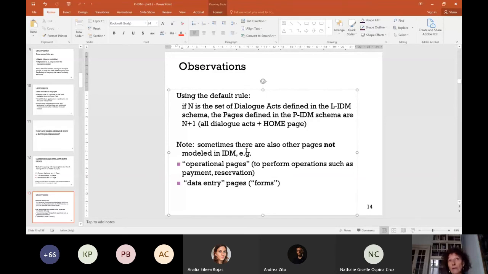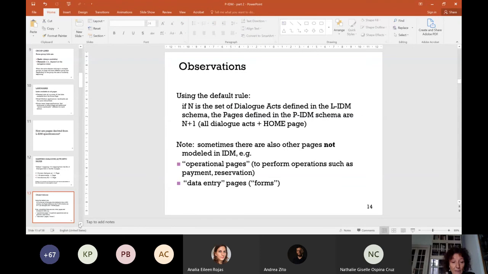So indeed, this is a general answer, but in your website you might have pages that are not modeled in our model. Operational pages that allow you to perform operations such as payment, reservation, or forms, data entry pages. These are extra pages that are not calculated in this count. You may need or want to add them to your specification, even though they are not included in LDM. You can invent your own notation in order to include them if it is part of the requirements of your website.